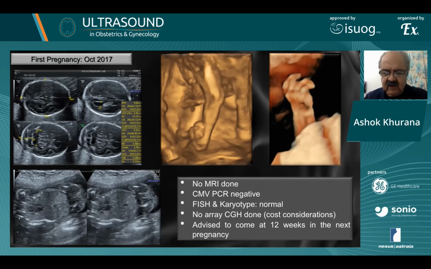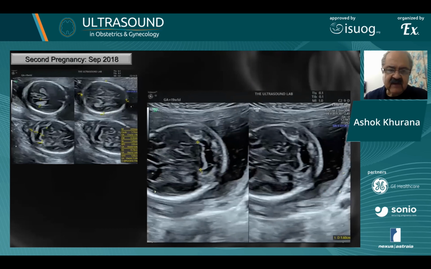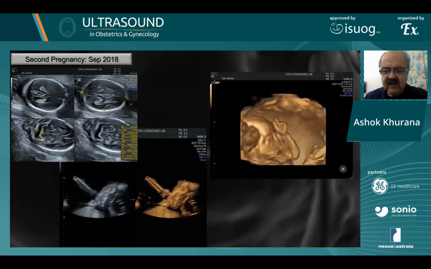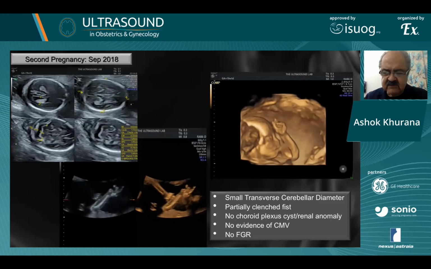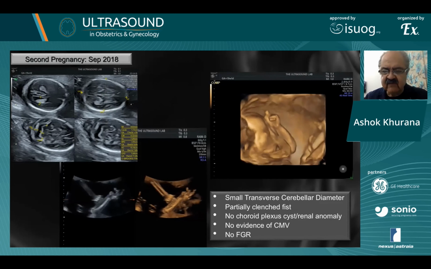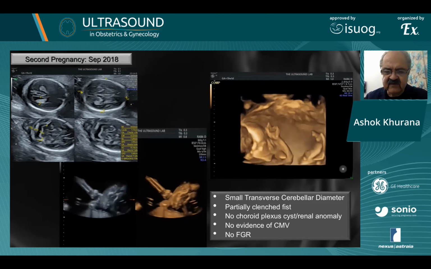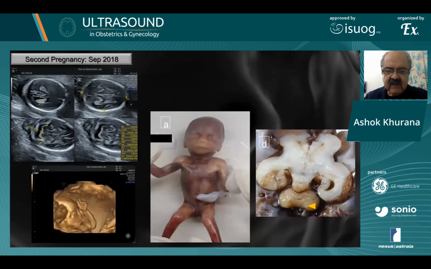And then we said, okay, let's see you back at 12 weeks in your next pregnancy. There may be something wrong, but let's see what's going on. And she came back, and in this pregnancy too, the findings were similar: delayed sulcation of the brain, a small transverse cerebellar diameter, and of course, a clenched fist, as you see here. The situation here was similar, and no other evidence of a trisomy 18 or a CMV infection or a growth restriction. The autopsy in this second pregnancy confirmed the poor sulcation of the brain and all the other findings of the ultrasound scan.